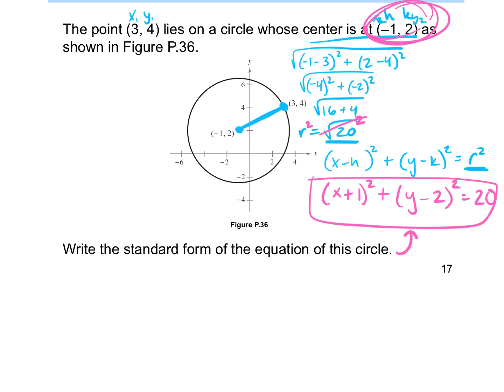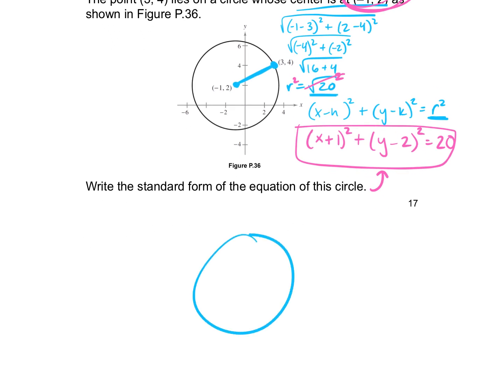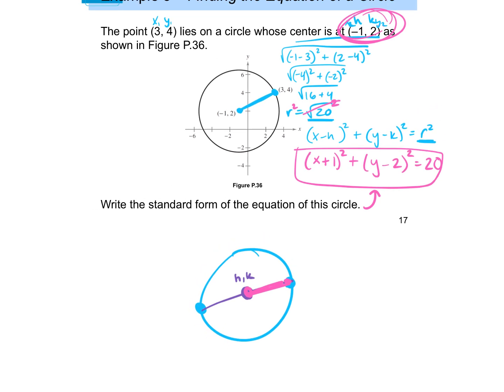The one other question that you may see with equations of a circle is if it gives you two endpoints on the circle that go through the center. You want to find the midpoint of the two endpoints. Then that would be your h and k, and then you can find the radius. So there's an extra step if it only gives you two endpoints. Make sure you read the question and see what it's asking, because there are a couple on WebAssign like that.